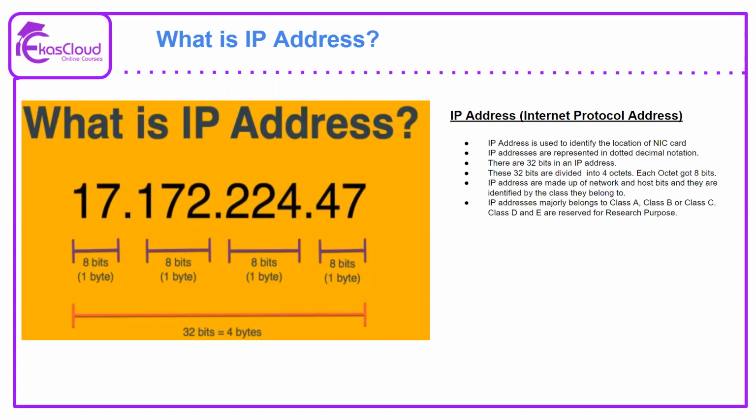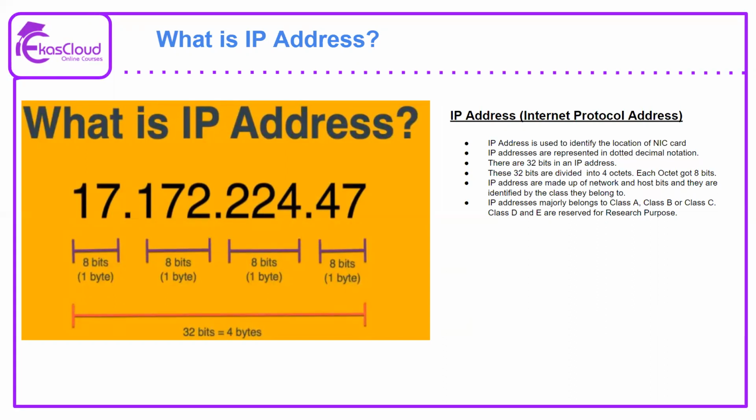IP addresses are represented in dotted decimal notation, as you can see in the picture. There are 32 bits in an IP address, as compared to a MAC address, which is made up of 48 bits. These 32 bits in the IP address are divided into 4 octets. Each octet has 8 bits.